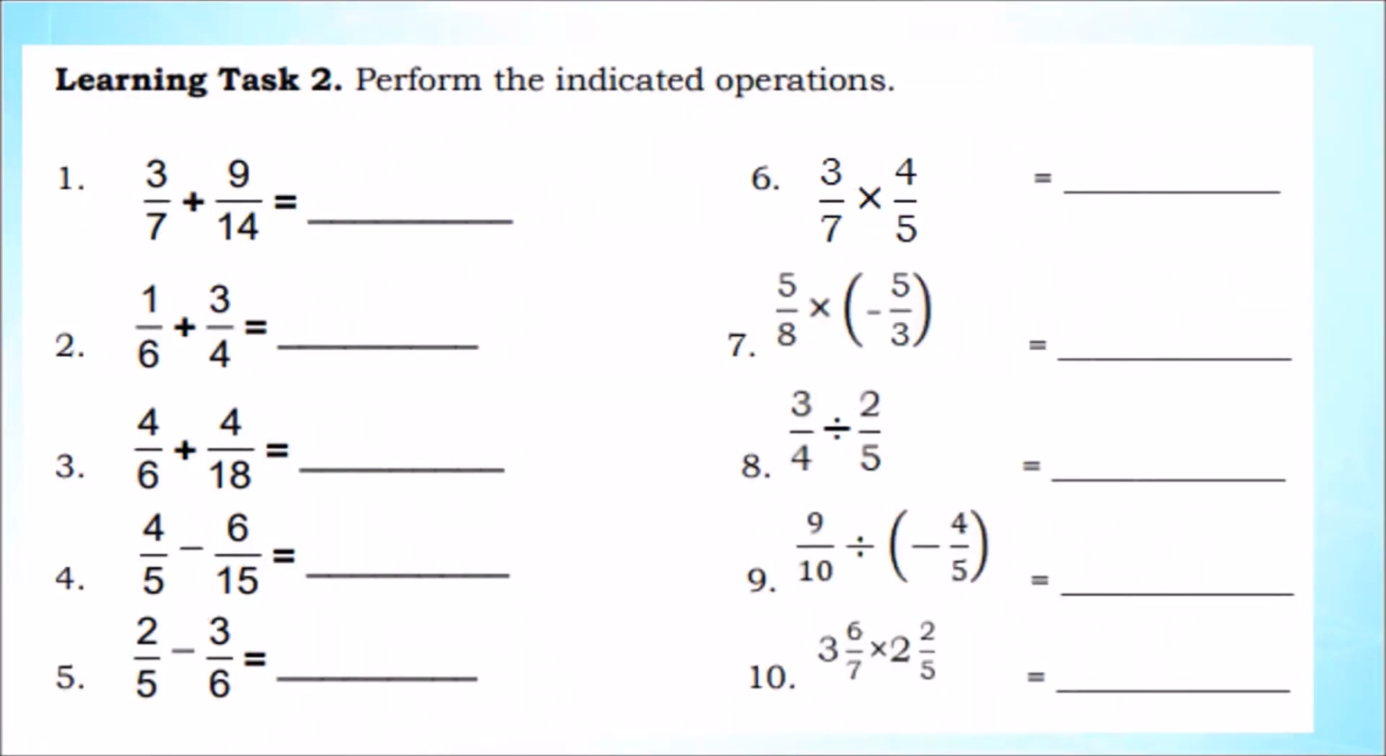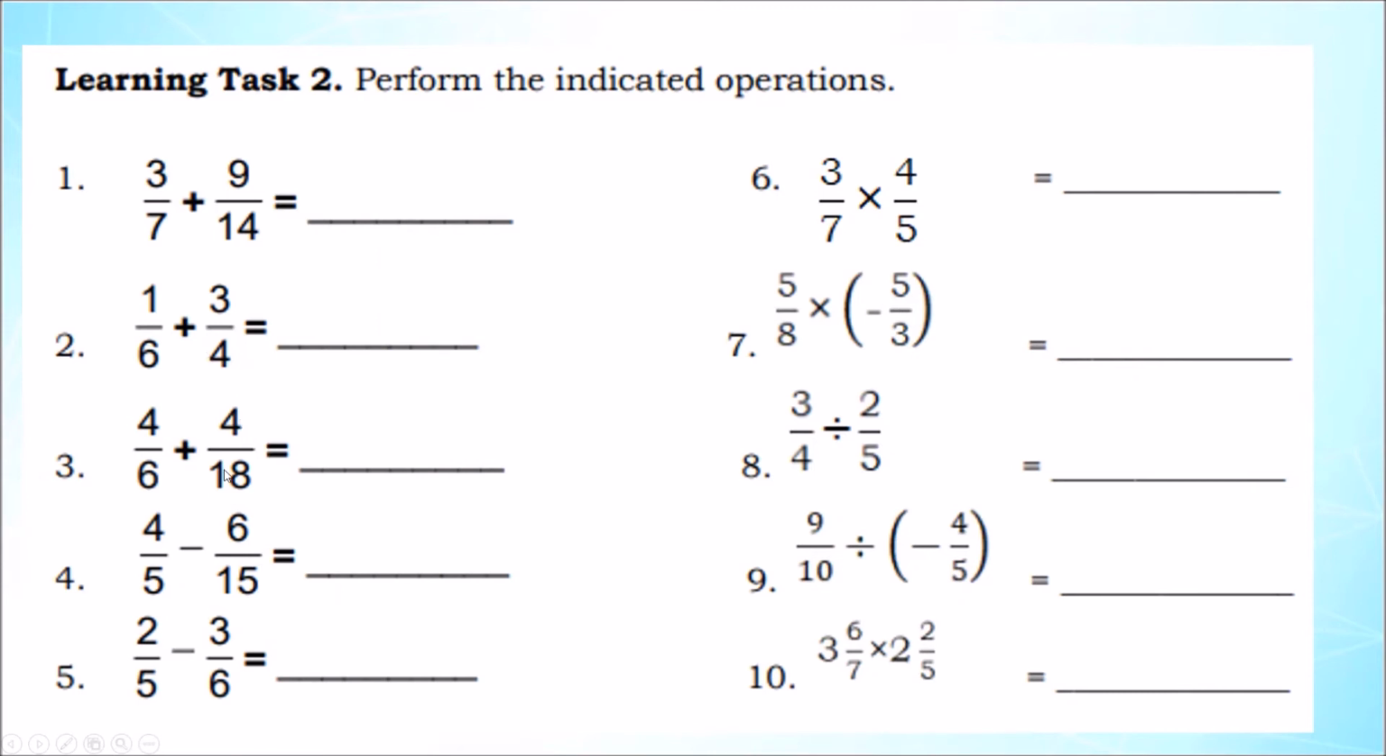Now, in our learning task 2, perform the indicated operation. 1, 2, 3 is addition. Number 1, the denominators are not the same. So, get first the LCD. Gagawin muna natin magkaparehas ang denominator bago tayo mag-add ng numerator and copy the common denominator.